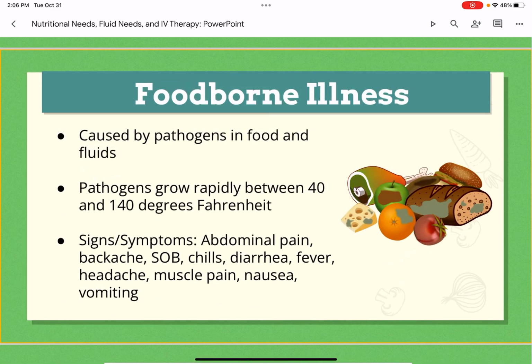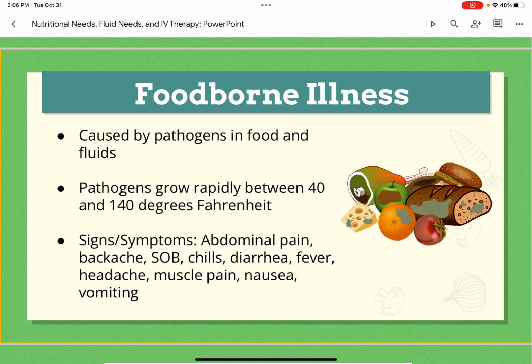Foodborne illnesses are caused by pathogens in food and fluids. Pathogens grow rapidly between 40 and 140 degrees Fahrenheit. Signs and symptoms include abdominal pain, backache, shortness of breath, chills, diarrhea, fever, headache, muscle pain, nausea, vomiting.